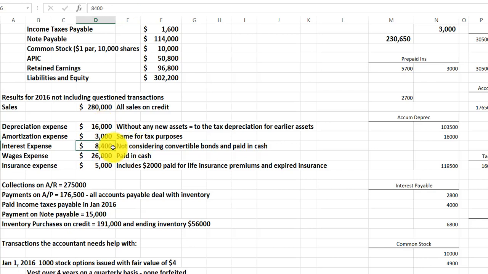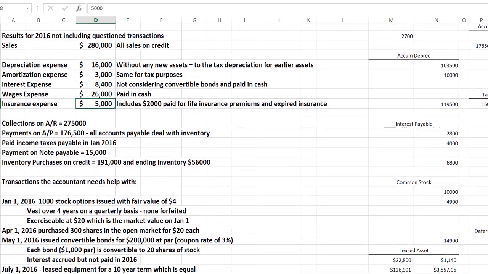Interest expense. This is the interest expense paid, but not considering the convertible bonds. It's paid in cash, so you can credit cash and debit interest expense. Wage expense: debit wage expense, credit cash. Insurance includes $2,000 paid, that's cash, so credit cash, debit insurance expense. And the other $3,000 is expired, so you're going to credit prepaid insurance and debit insurance expense. Now, this life insurance, you'll remember, is a permanent difference for later on when we start talking about our taxes.